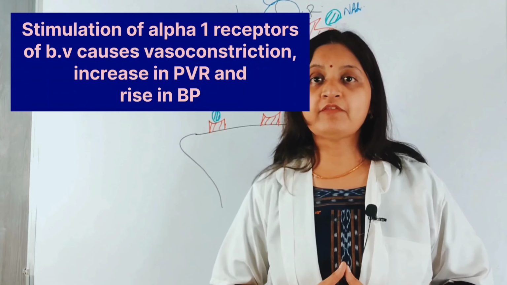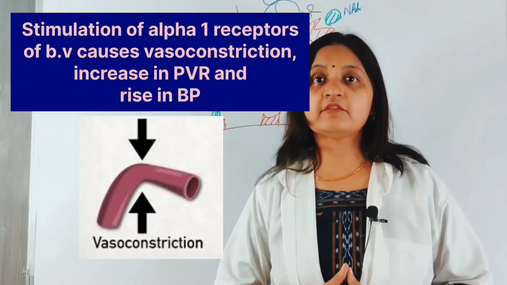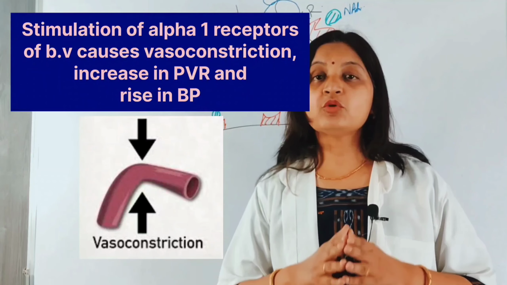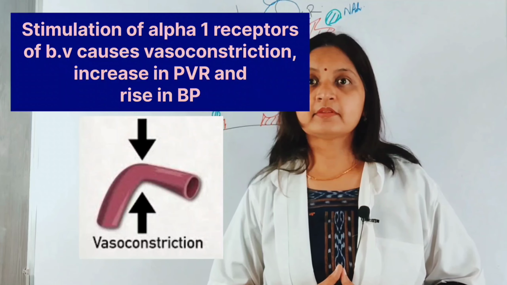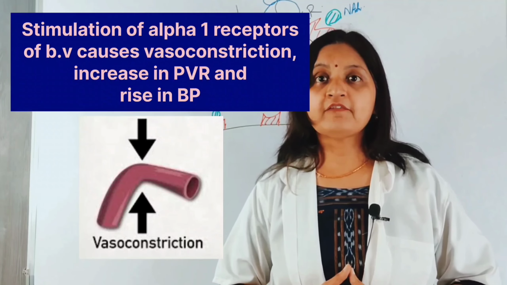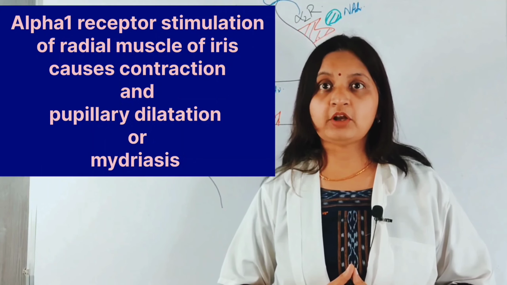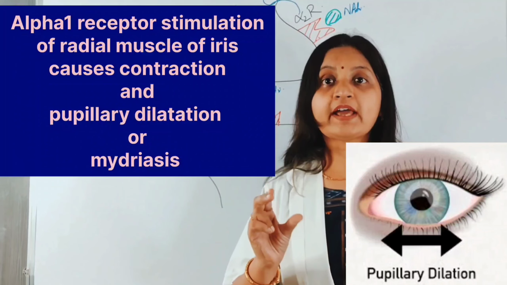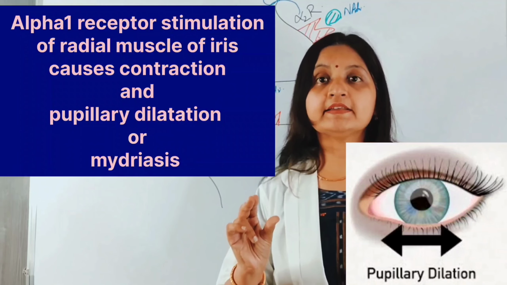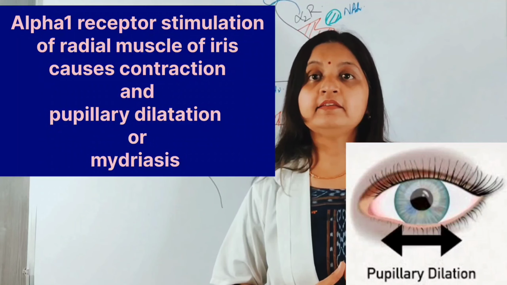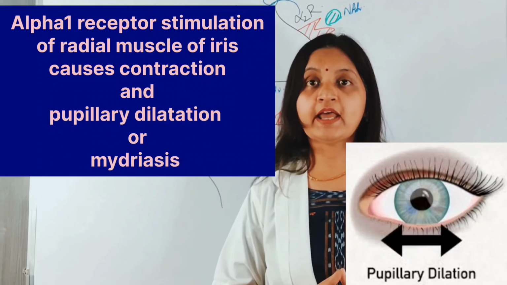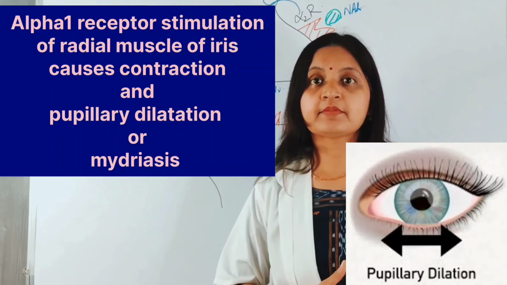So, stimulation of alpha 1 receptors of the smooth muscles of the blood vessels causes vasoconstriction and increase in peripheral vascular resistance. The stimulation of alpha 1 receptors at the radial muscle of the iris causes contraction of the radial muscle of the iris, leading to dilatation of the pupil or mydriasis. This type of mydriasis is also known as active mydriasis.